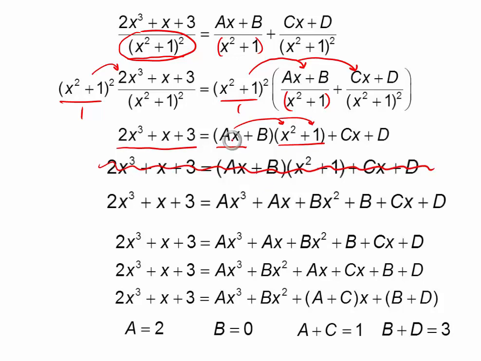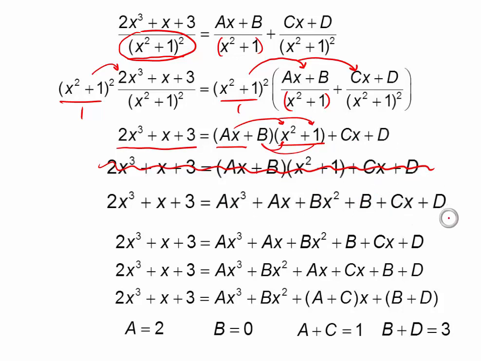So let's see. I write ax times x squared is going to give me ax cubed. Ax times 1 is just positive ax. Now I distribute the b, bx squared. B times 1 is b. Then plus this cx and plus this d.